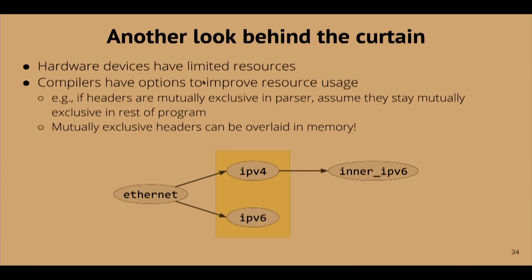Let's take another look behind the curtain. Hardware devices have limited resources, so compilers have options to improve resource usage. For example, if headers are mutually exclusive in the parser, then the compiler might assume that they stay mutually exclusive for the rest of the program. This is important to get large programs to fit under hardware constraints. For instance, mutually exclusive headers might share the same registers.